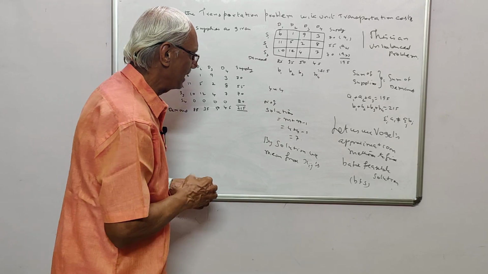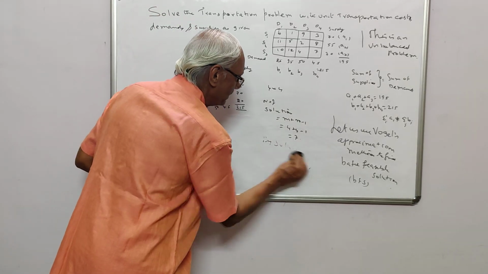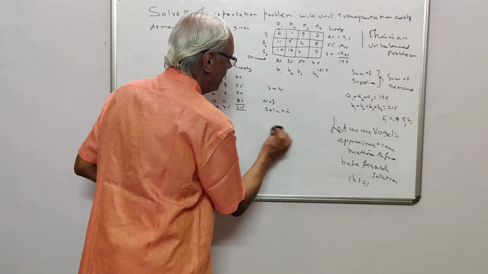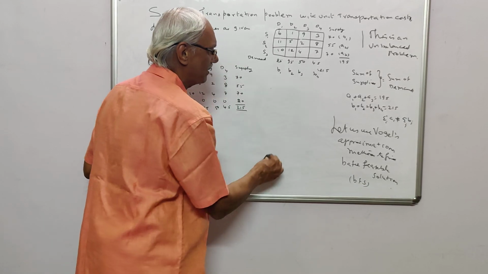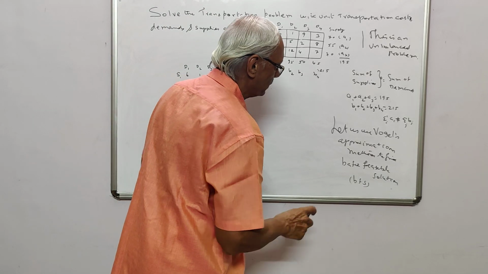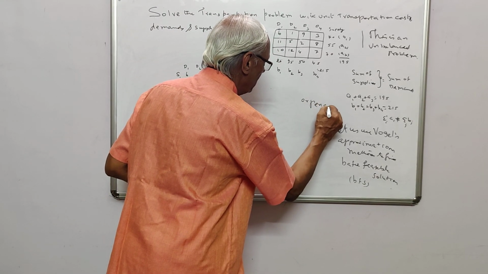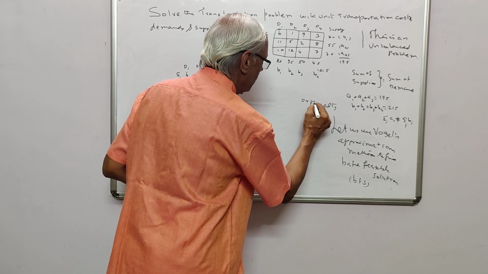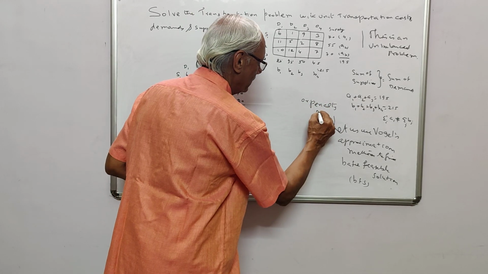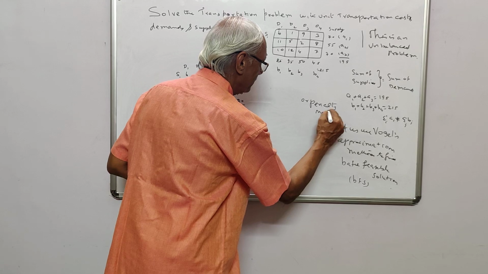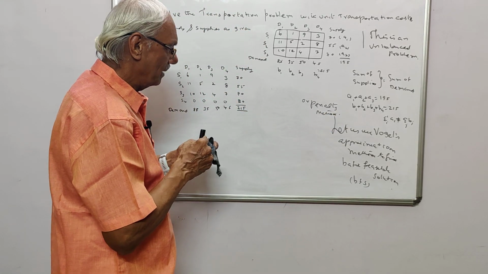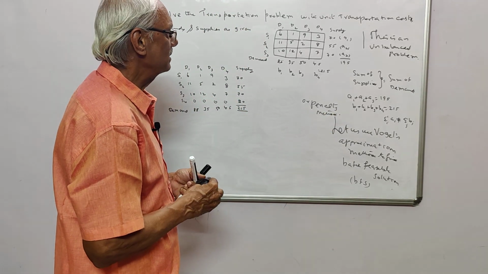So we will try to solve this. Now I will use Vogel's approximation method. This is another way, called Vogel's approximation or penalty method. It is also called the penalty method. Now let us try to solve this.